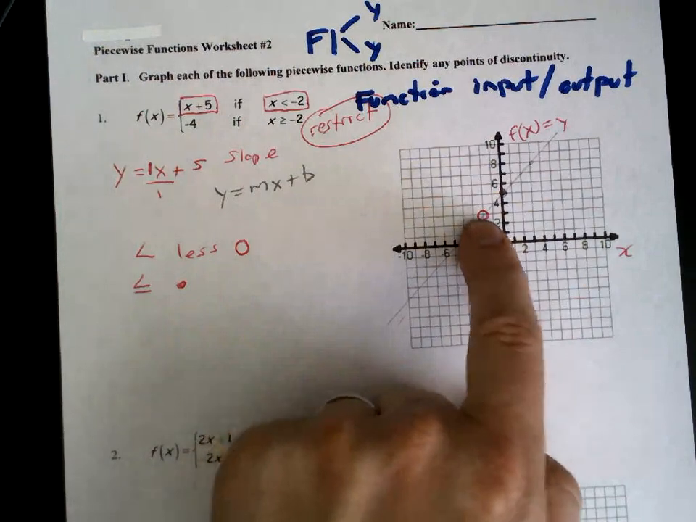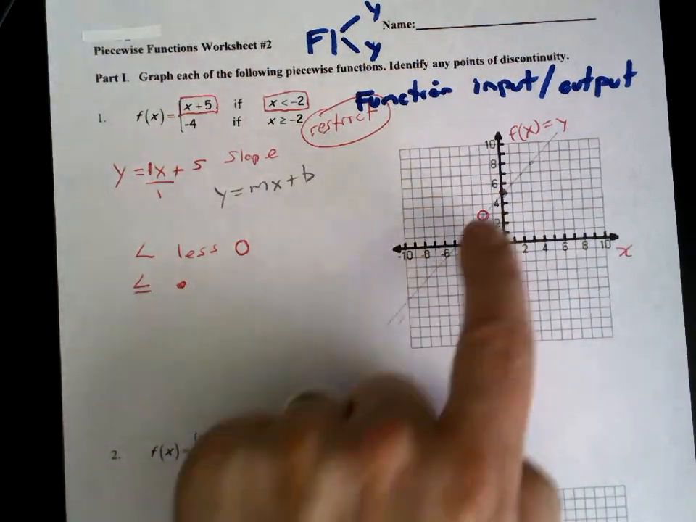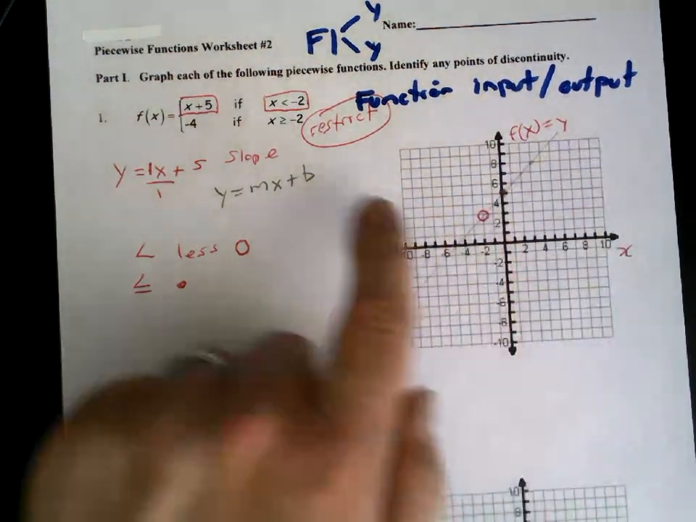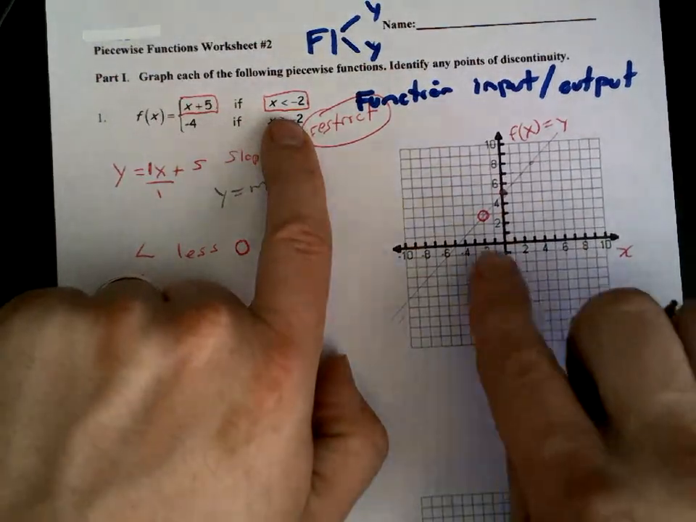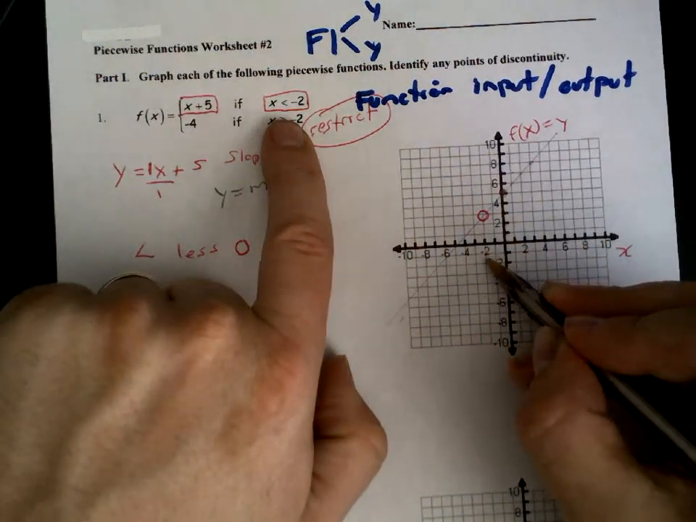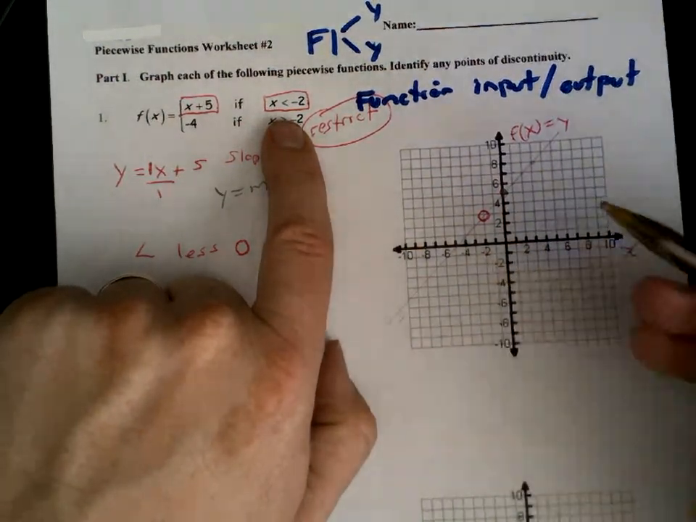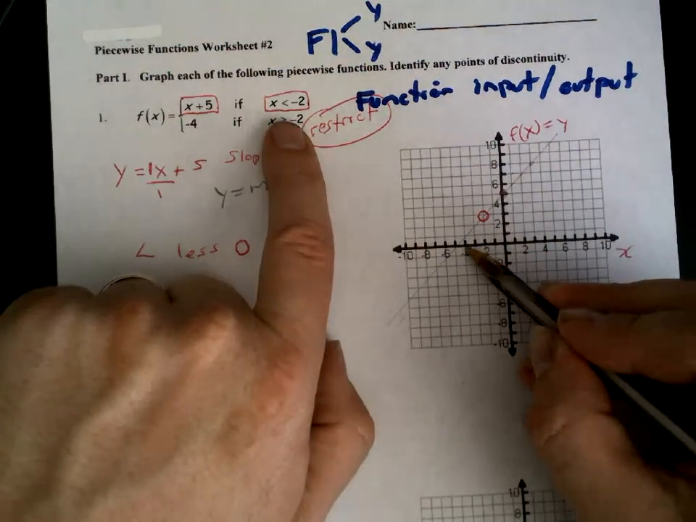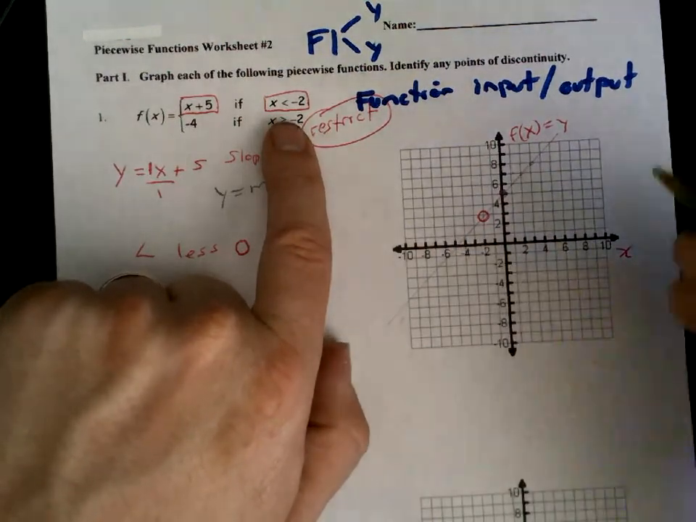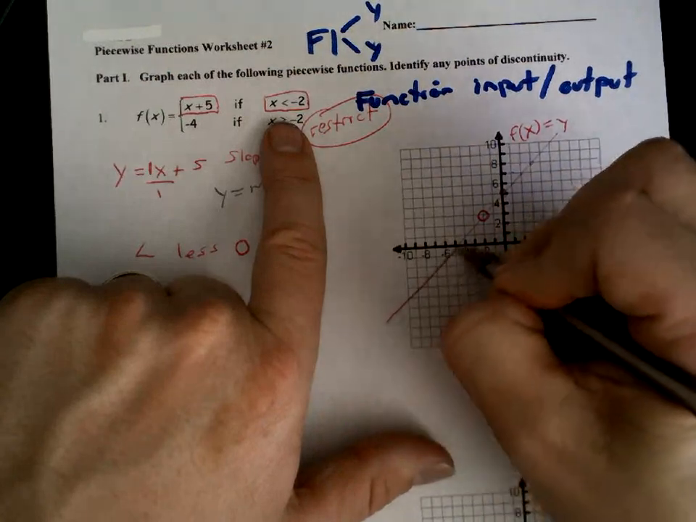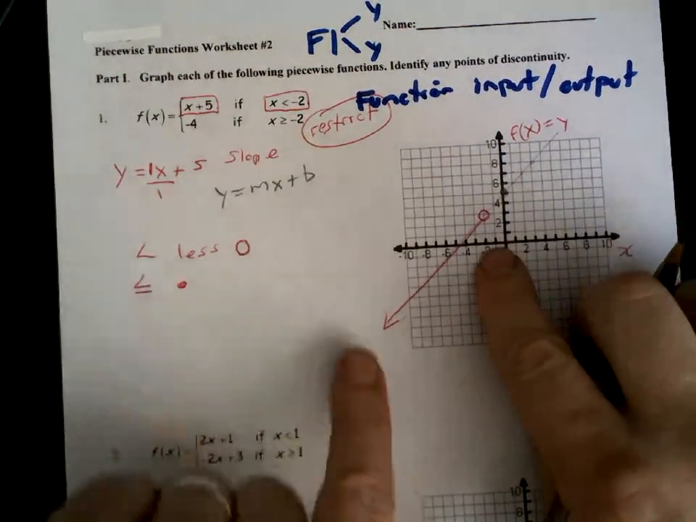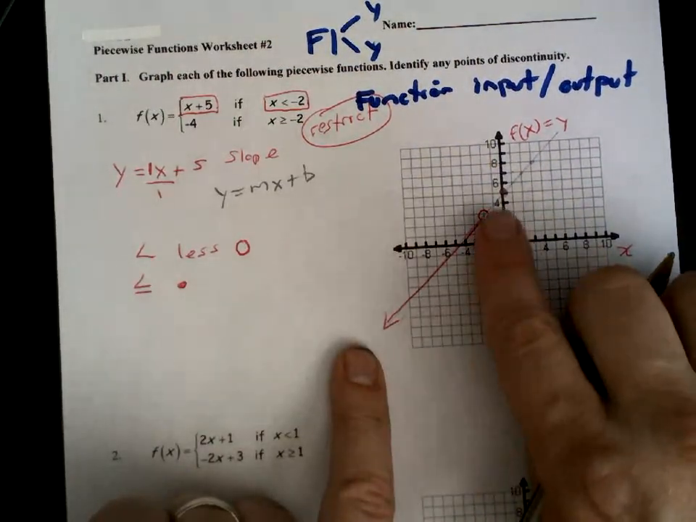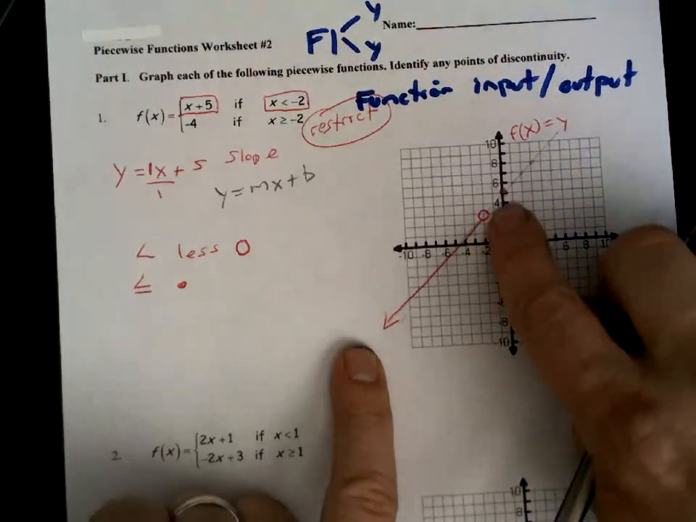So now I have to pick: do I go down here or do I go up here? Well, this is less than. What is less than -2? -3, -4, -5, -6. That means all of this right here is everything that's less than -2 on this graph.